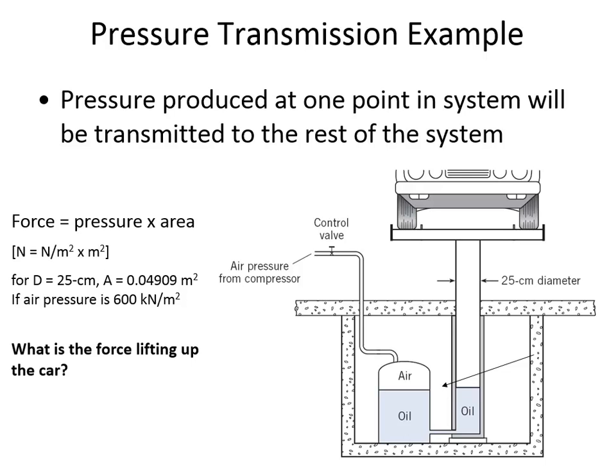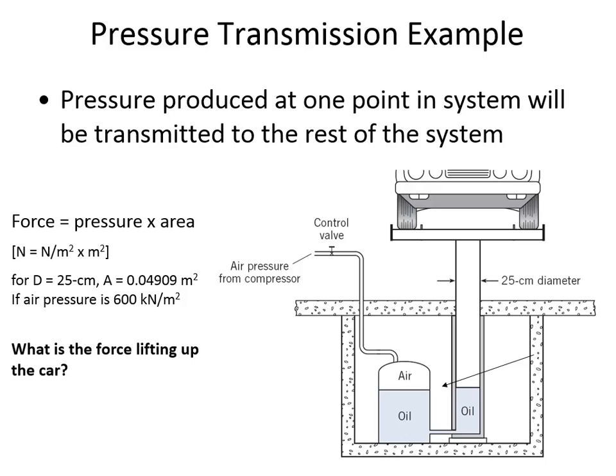So 600,000 newtons per meter squared, and the cross-sectional area of the cylinder is 0.04909 meters squared, is equal to 29,454 newtons.